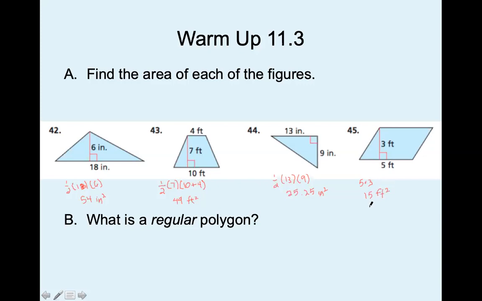All right. On part B, it says, what is a regular polygon? This goes way back to the beginning of the year. A regular polygon is one in which all the sides are congruent and all the angles are congruent. So it is a polygon that is both equiangular and equilateral.